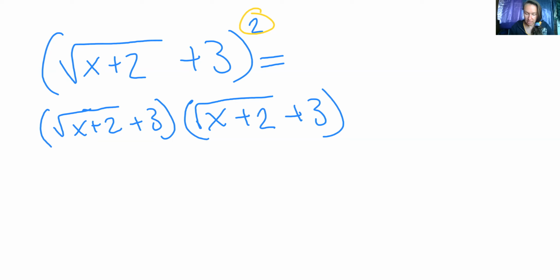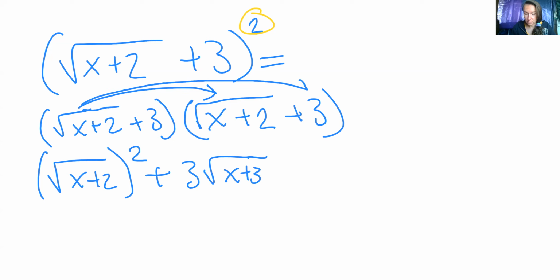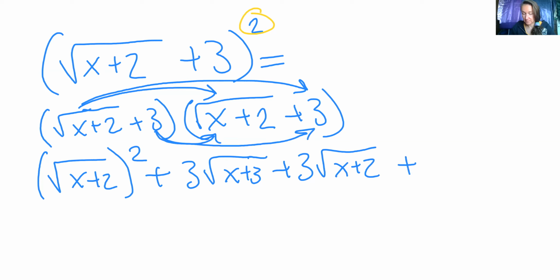So let's take a look, we FOIL it out. We've got the square root of x plus 2 times the square root of x plus 2. So we're going to call that the square root of x plus 2 squared. That was these first ones. Now we've got the square root of x plus 2 times 3. So that's 3 times the square root of x plus 2. Then our inside terms, we've got 3 times the square root of x plus 2 again. And our last terms are 3 times 3.